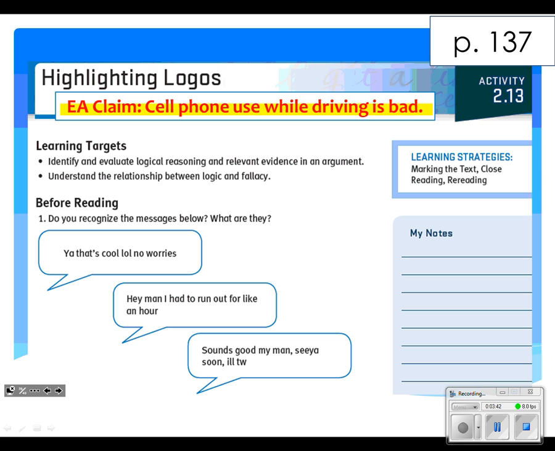Hey man, head around out for like an hour. Sounds good, my man. See you soon. And then it stops. It's a pretty abrupt stop. So obviously we're going to figure out what exactly those three messages were about.